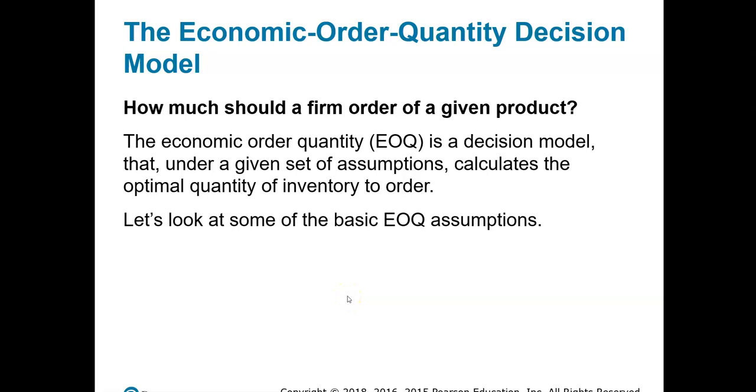Now, in a retail decision, how much should a firm order of a given product? Well, in some situations, we may be able to use the economic ordering quantity system. And the economic ordering quantity is a decision model that, under a given set of assumptions, calculates the optimal quantity of inventory to order. So in order to use this, though, we're going to have to know some basic assumptions.